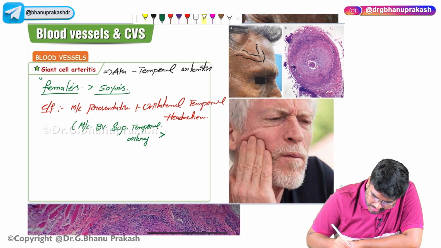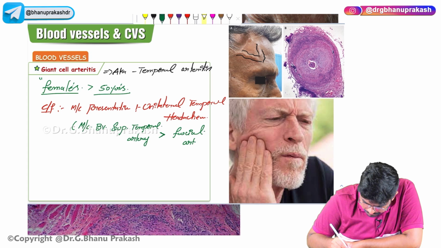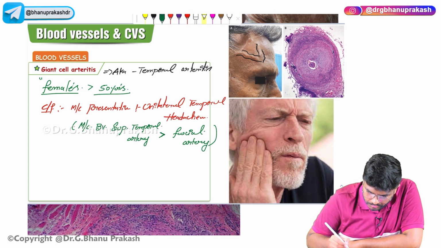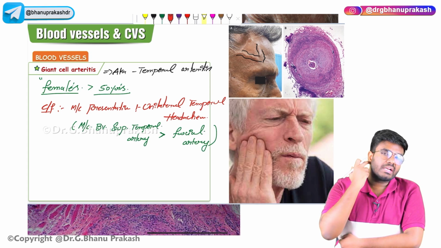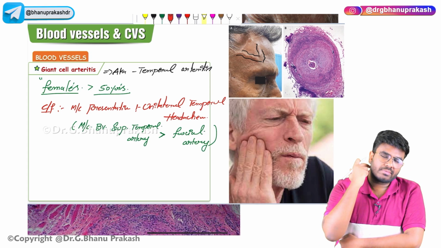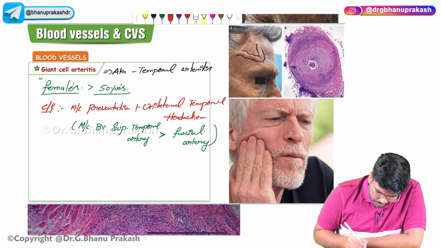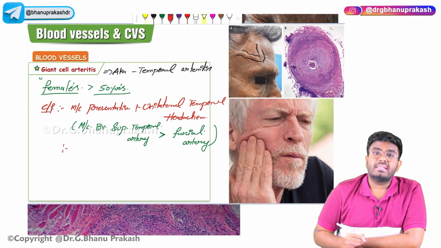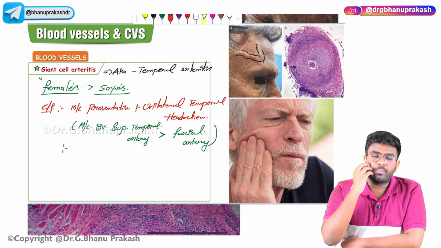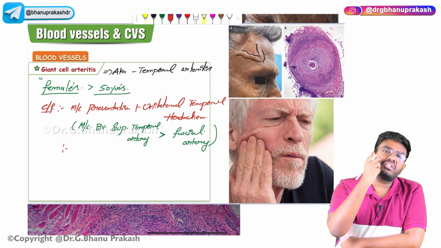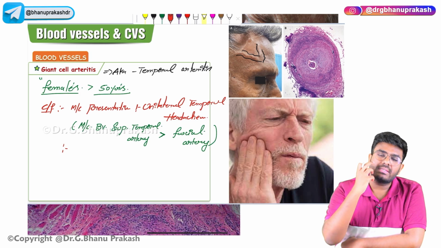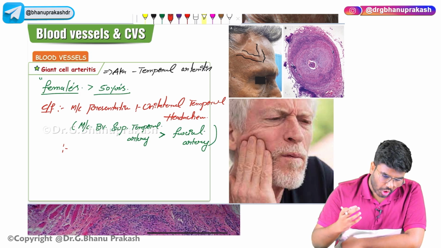Now after this, the facial artery can also be affected. You know, it's going to take a turn something like this. Because of the involvement of the facial artery, there can be pain whenever the person is opening his mouth, like this. Opening of the mouth will cause stretching of the facial artery, and the stretching of the facial artery can cause the pain. This is called jaw claudication.